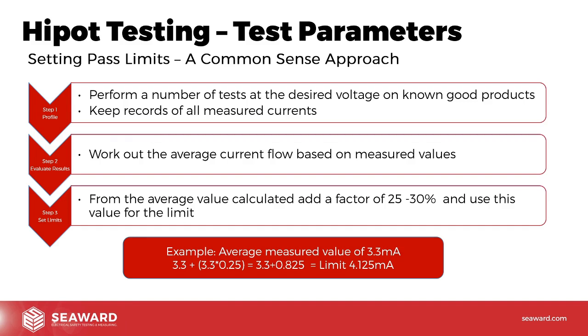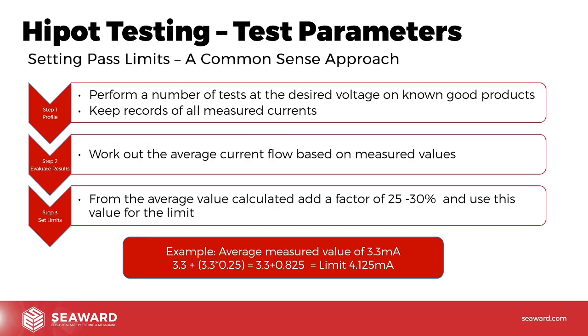Now, what we don't want to do is set that limit too close to that value. So from there, you could maybe add a factor higher, so maybe 25%, 30% higher than the average value. And that should keep you in line with any slight variation between your pass limits. So as an example here, we've measured a number of products. Our average measured value is 3.3 milliamps. We then add 25% to that, which will give us 0.825 milliamps. Add the two together, and in this instance, we'd recommend applying a limit of 4.125 milliamps.